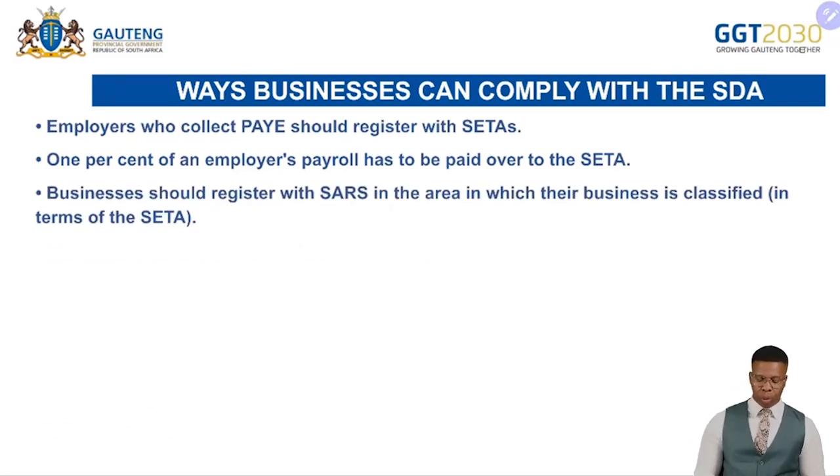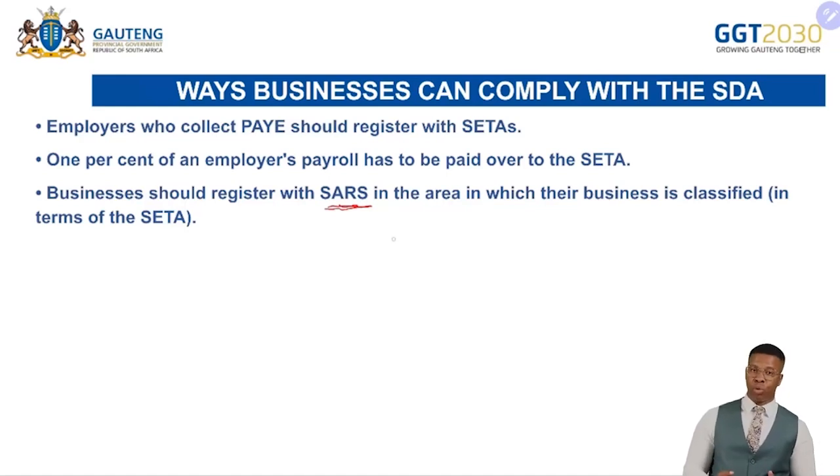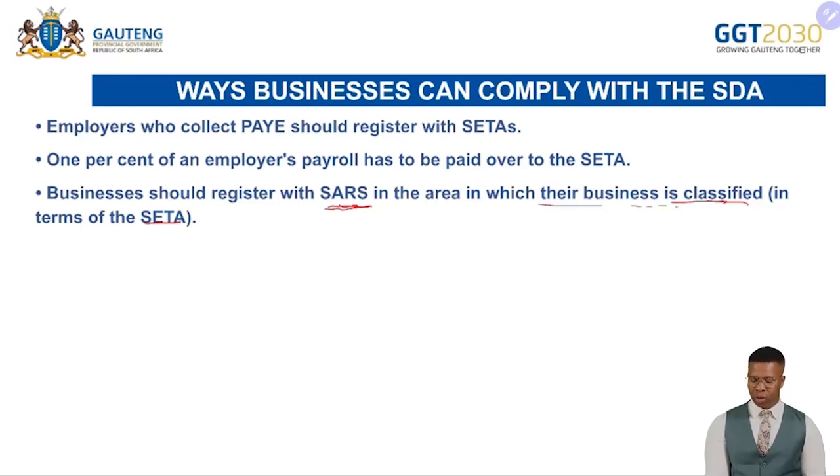And another way to comply is that businesses should register with SARS. What do we mean by SARS there? We know what SARS is. It's the process that businesses would use to pay their tax. So businesses should register with SARS in the areas in which their business is classified in terms of sectors. So when we're talking about areas in which a business is classified, we are talking about the sector under which the business is classified. So if the business is in the tertiary, it means they have to be registered with SARS under the tertiary sector.